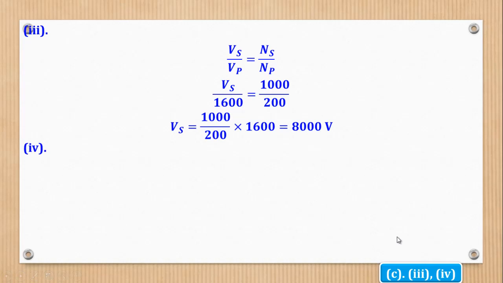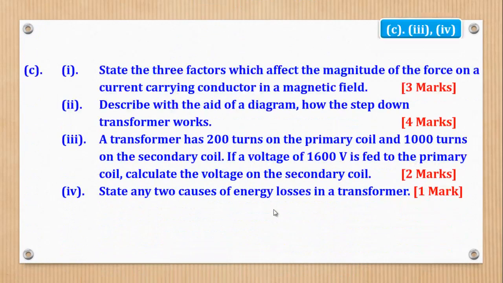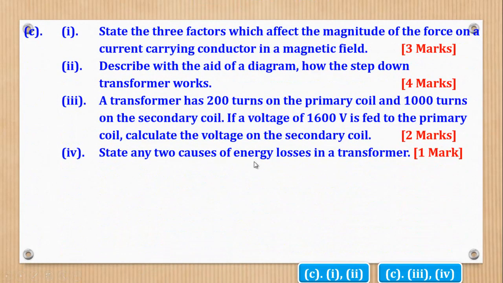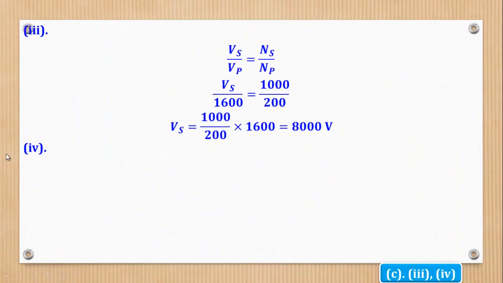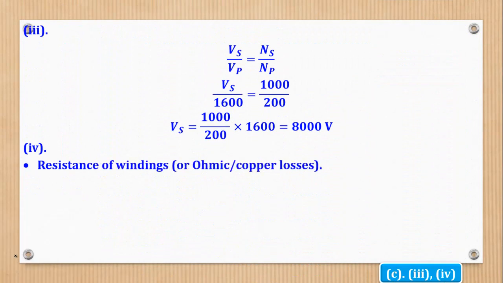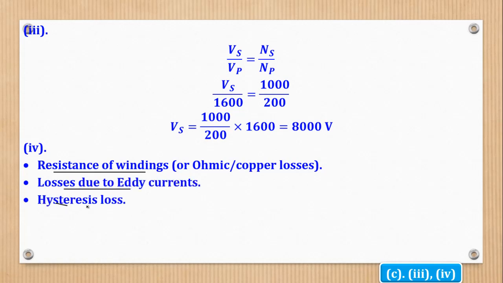Then Roman 4: state any two causes of energy losses in a transformer. One could be resistance of the windings. Another one could be loss due to eddy currents. Another one could be hysteresis loss. And the other one could be poor flux linkage.